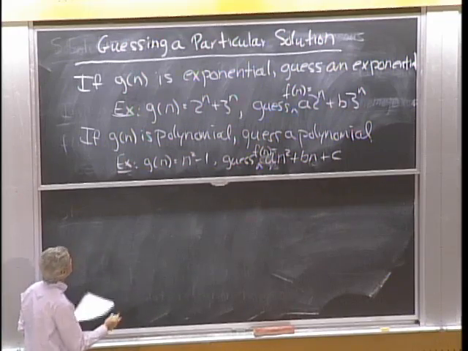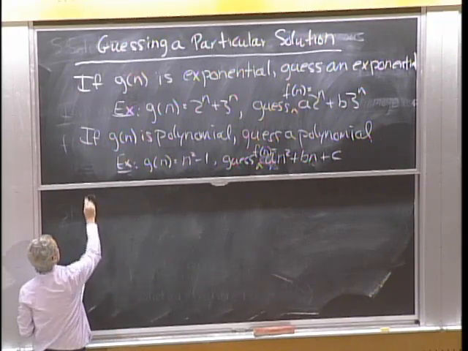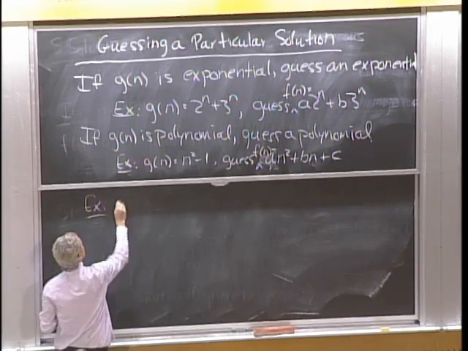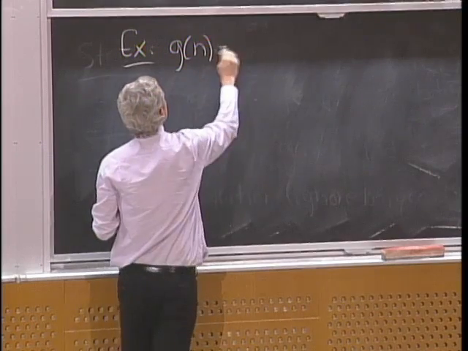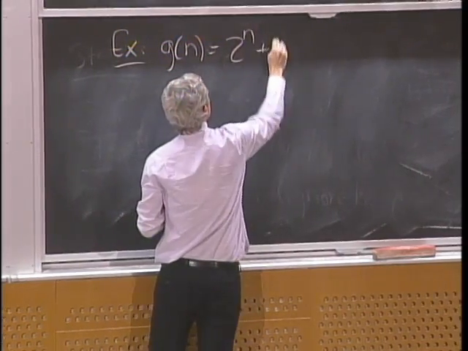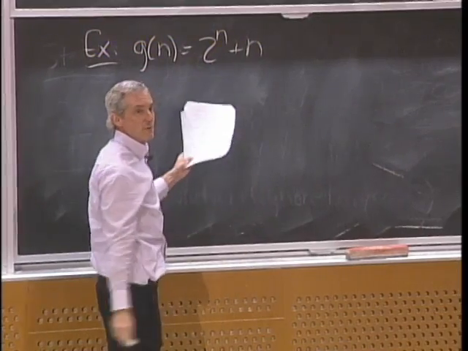Now, say you mixed two together. Suppose you have an example where g of n equals 2 to the n plus n. What do you suppose you do in that case?